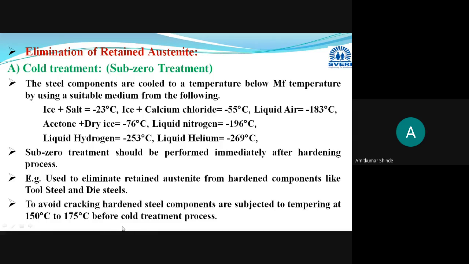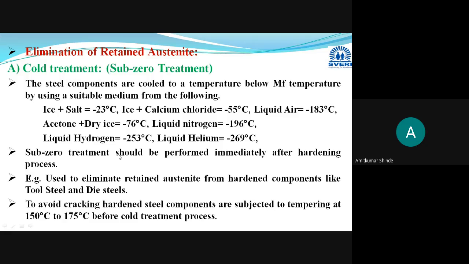The last point: to avoid cracking due to large temperature differences, before the actual cold treatment process you have to perform some low temperature tempering in the 150 to 175 degrees Celsius temperature zone on that component, to avoid cracking during the cooling process or sub-zero treatment. In this way you can perform this cold treatment process.